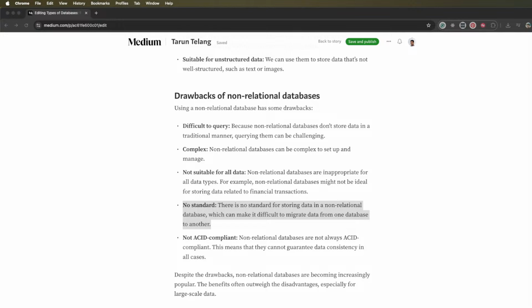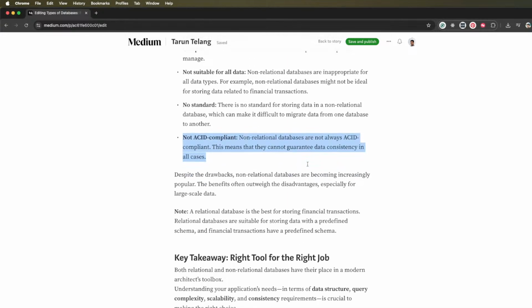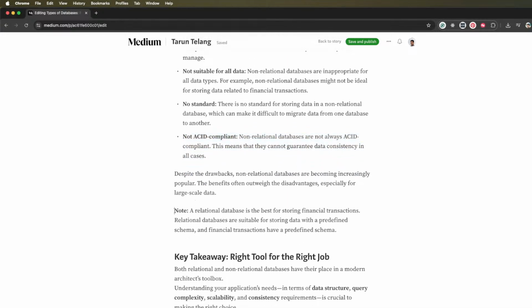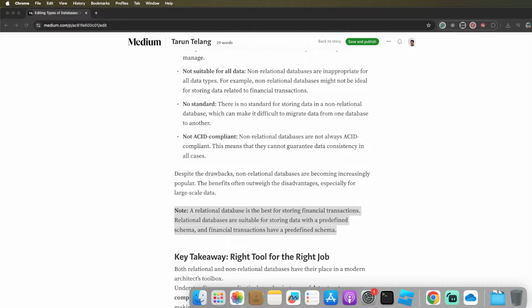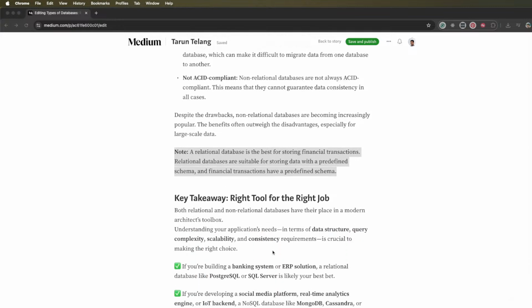It's that trade-off again. You might get amazing speed and scale, but potentially at the cost of immediate perfect consistency across the whole system. And it's really important to reiterate, as the article does, that relational databases remain the superior choice for storing things like financial transaction data. Absolutely. Precisely because of their predefined schemas and the absolute necessity of data integrity ensured by those ACID properties. You don't want eventual consistency with bank balances. No, definitely not. So, okay, wrapping this up.